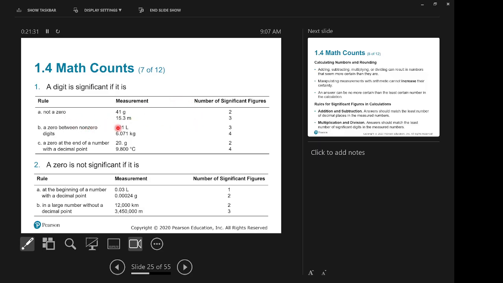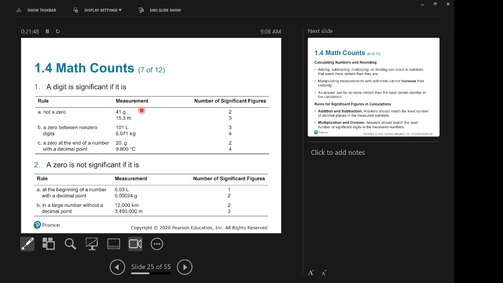Notice that this has a 0 between significant figures, and so that 0 always has to be significant. And so 101, this is 3 sig figs. 6.071, this is 4 significant figures.